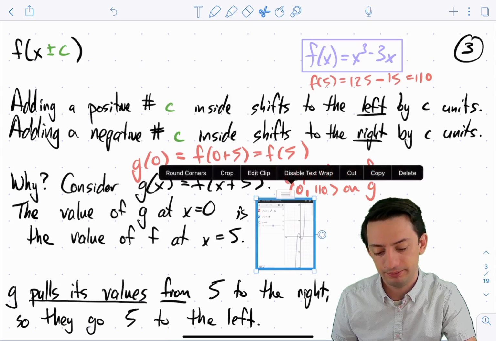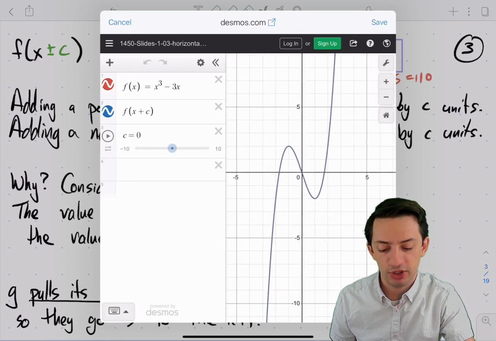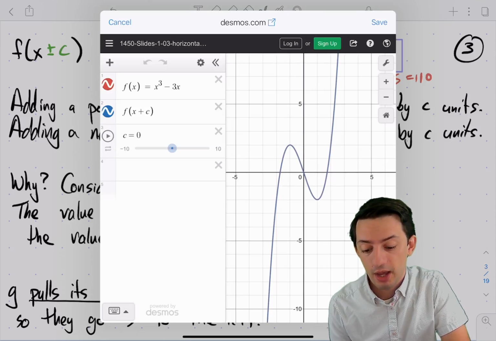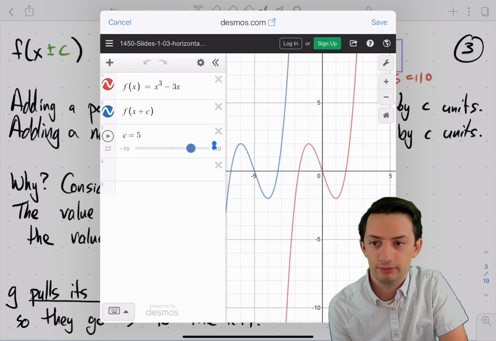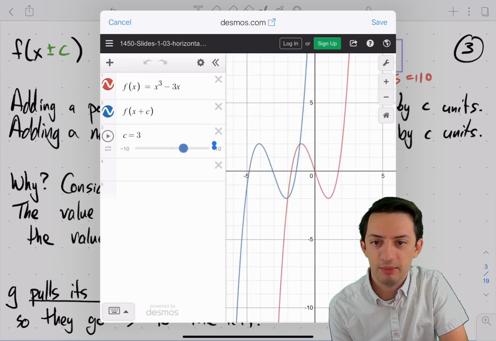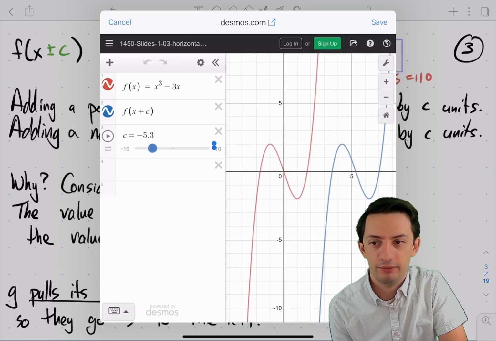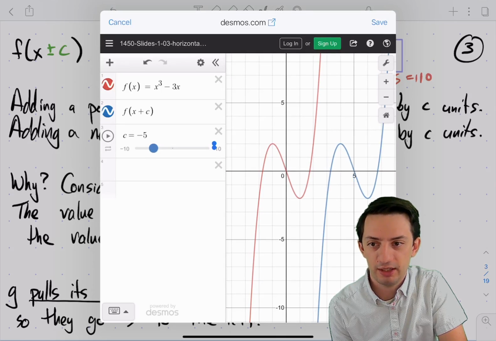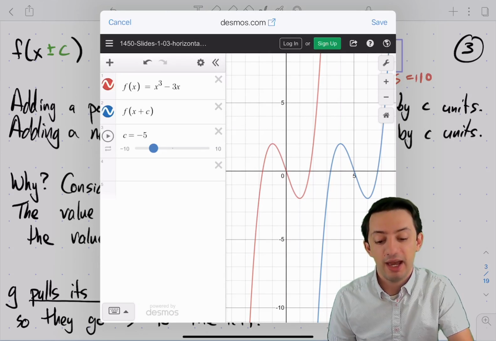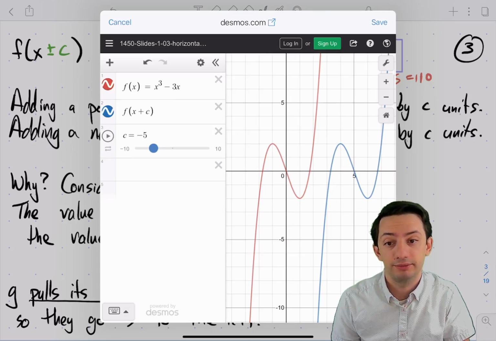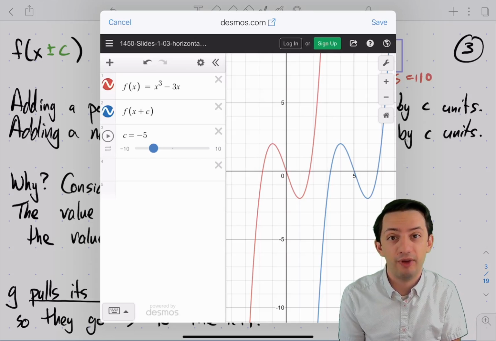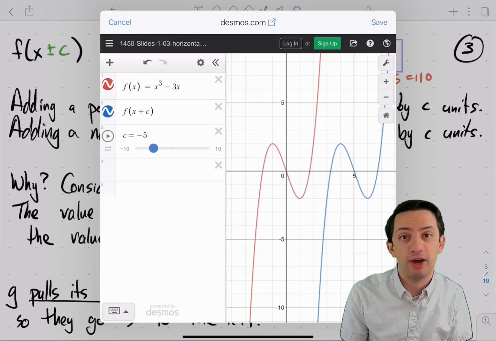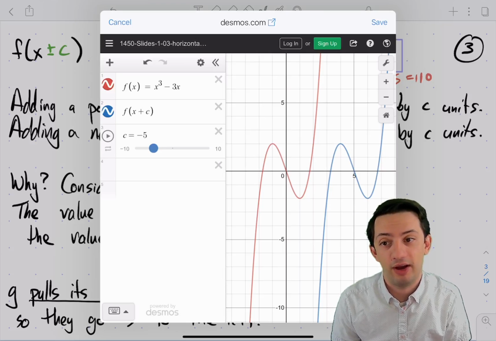Let's look at our graph again. Starting with the exact same function, and again we have the red one underneath the blue one so you can't see it, but if I make c positive, the blue one's the new one. As I make c positive, it goes to the left. As I make c negative, it goes to the right. So for example, f of x minus 5 has taken f in red and moved it 5 to the right. Now why is that? Because in this graph, what is the height of the blue one at 5? Well, it pulls its height from 5 to the left. It pulls its height from the red one at 0.